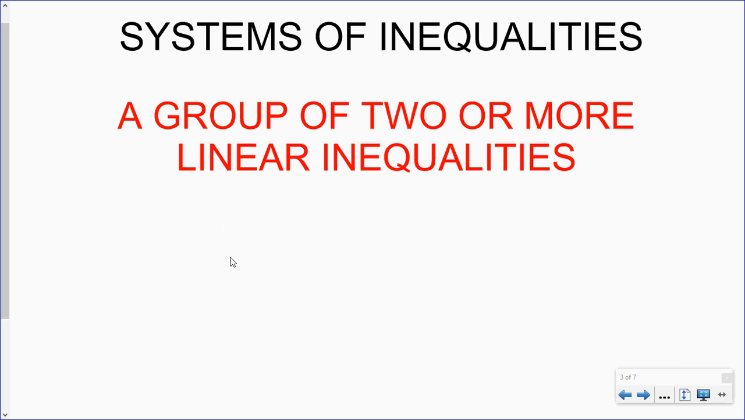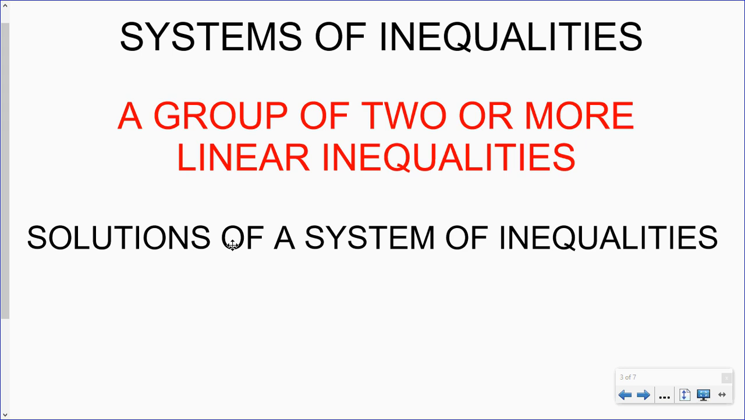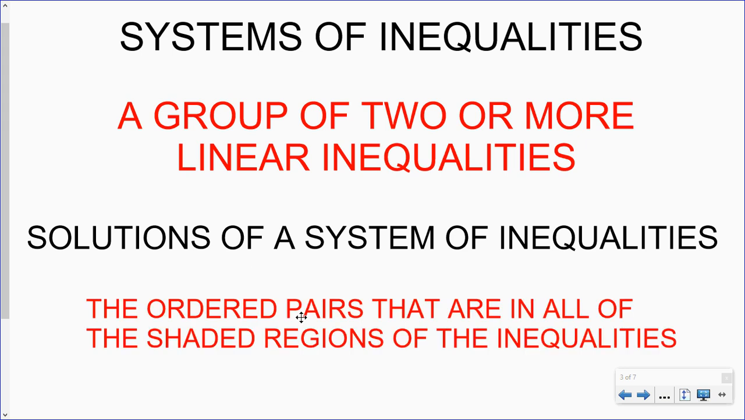It's just 2 or more linear inequalities, where the solutions to a system of inequalities are again ordered pairs that work for the inequality, that make it true. To find these, we put it on a graph and look at the shaded part of the inequality. Those are the ordered pairs in the shaded region. If you plug them into the inequality, it'll give a true statement.